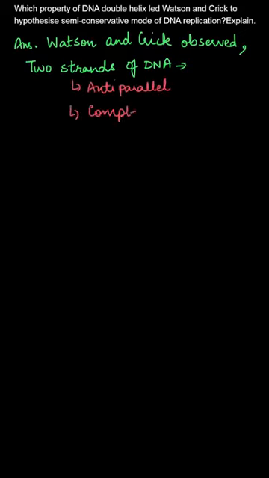The question is, which property of the DNA double helix led Watson and Crick to hypothesize the semi-conservative mode of DNA replication? Explain. The answer to this question is, Watson and Crick observed that the two strands of DNA are antiparallel to each other and they are complementary, as they show complementary base pairing.